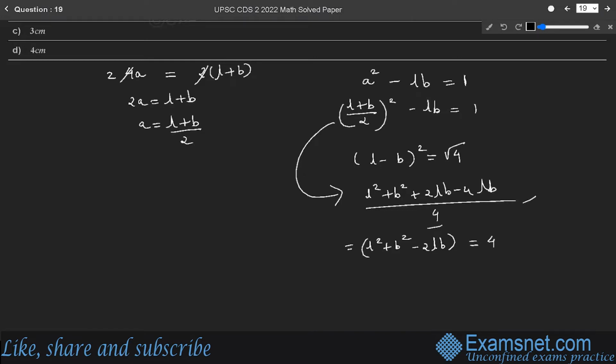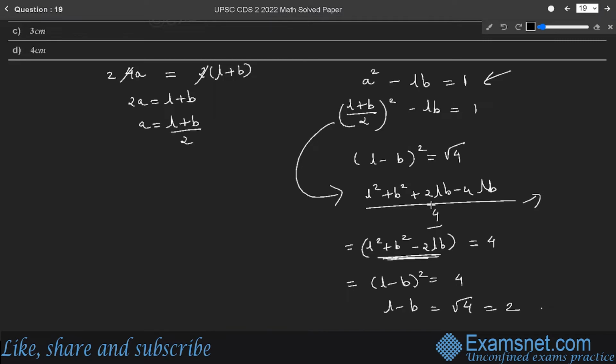Taking this 4 on the right hand side, you can see that on the right hand side there is 1. So 1 into 4 will be 4. Now you can see that this is a formula for (a minus b) whole square. So this becomes (L minus B) whole square is equal to 4. And from here we can say that L minus B is under root of 4, which is 2. So the difference between the length and breadth of this is 2.